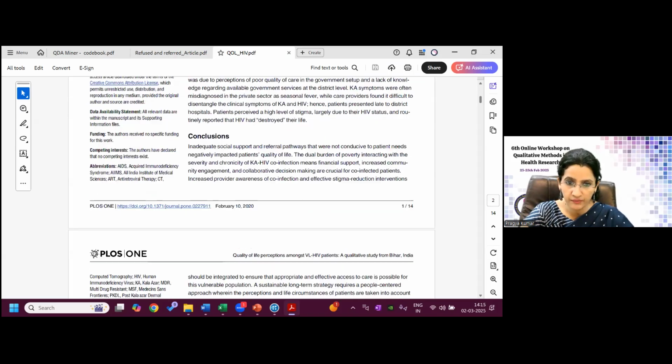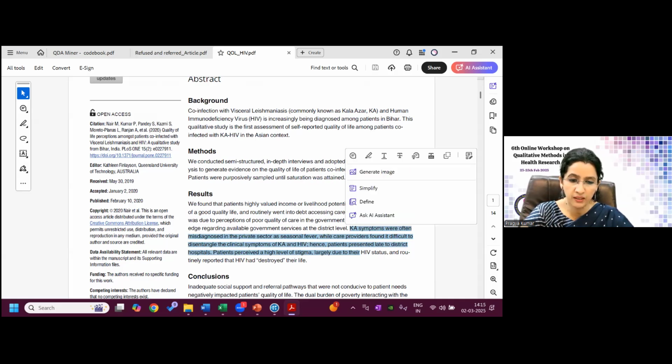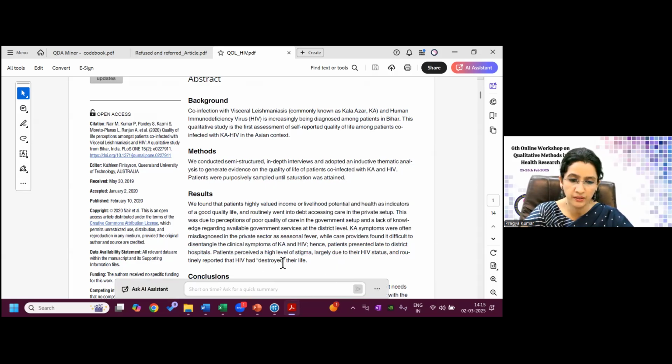And if you see here, we did not comment on any of this. It was also inductive, but we did not comment on any of these theoretical codes. We found that patients highly valued income or livelihood potential as health indicators of good quality of life. This was due to the perception that KA symptoms were often misdiagnosed in the private sector, while care providers found it difficult to disentangle the clinical symptoms of KA and HIV. Hence, the patients presented late to the district hospital. So it was like they had destroyed their life. But here we did not present a main theme.